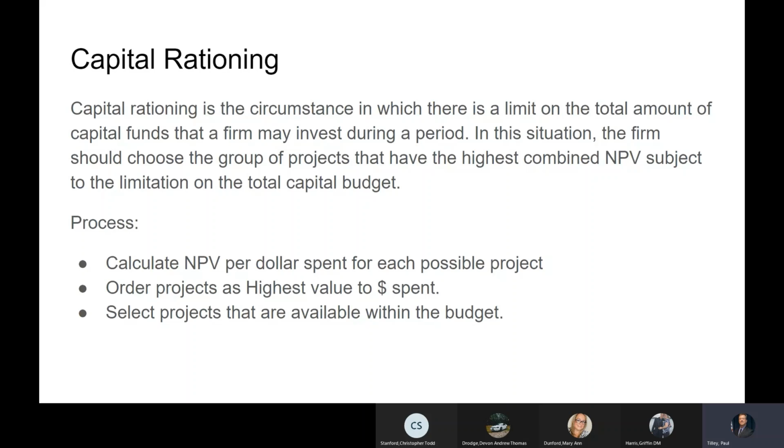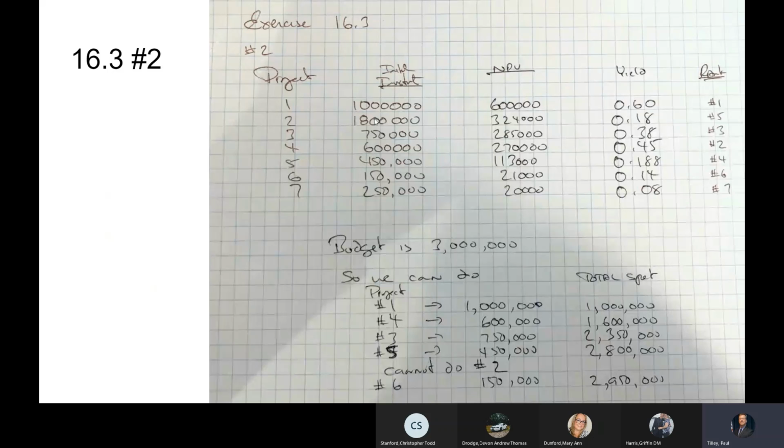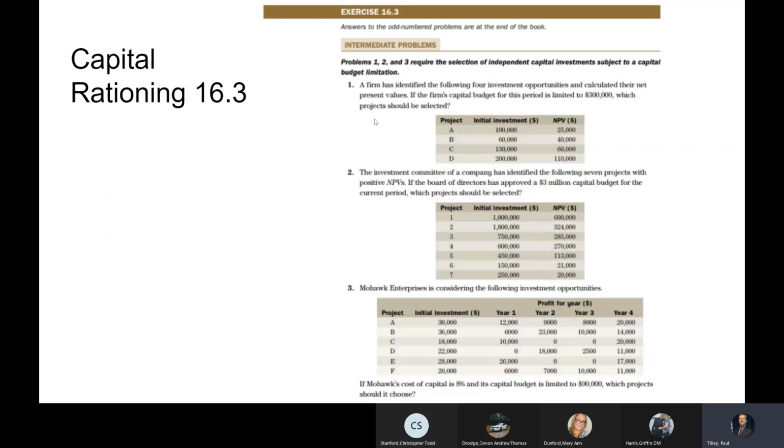So we looked at this simple example, where the firm has identified the following 4 investments. Oh, maybe I should be looking at number 2. I thought number 1 was on the video, but I did number 2 in here. Okay, so I'll just suggest number 2 because I have it physically right in front of me. But 2 of these examples are done.